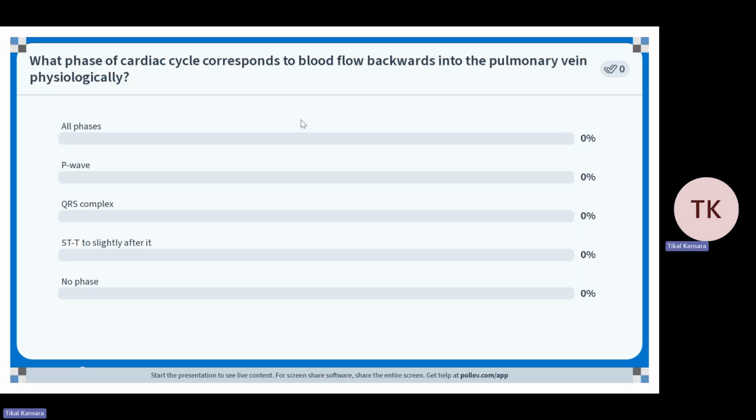Just answer this question on your phone. What phase of the cardiac cycle corresponds to the blood flow backward in the pulmonary vein physiologically? What phase of the cardiac cycle corresponds to blood flowing backward in the pulmonary vein? Is it in all phases? The pulmonary vein should get blood into the left atrium, but when does it go back?